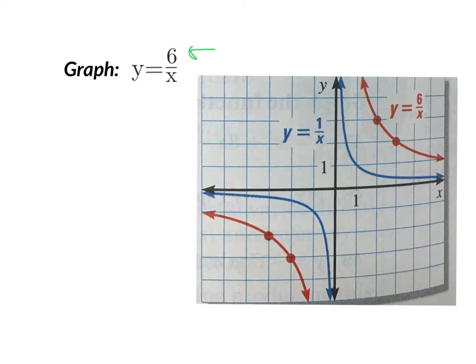So what I did, I took a picture obviously, but the blue graph is the one you saw last time. The blue graph is just y equals 1 over x. And look what happens when you multiply it by 6. It gets stretched vertically.